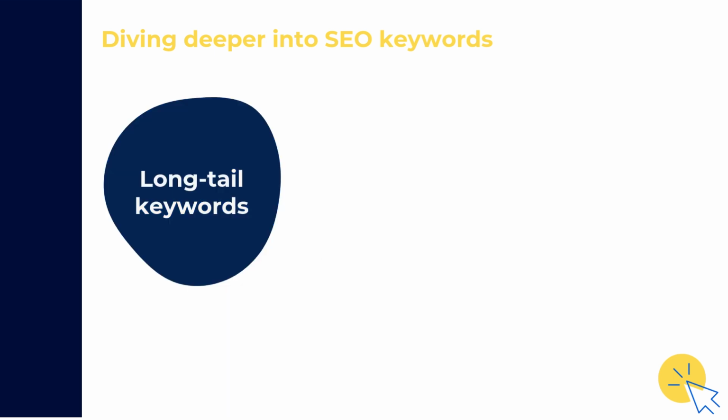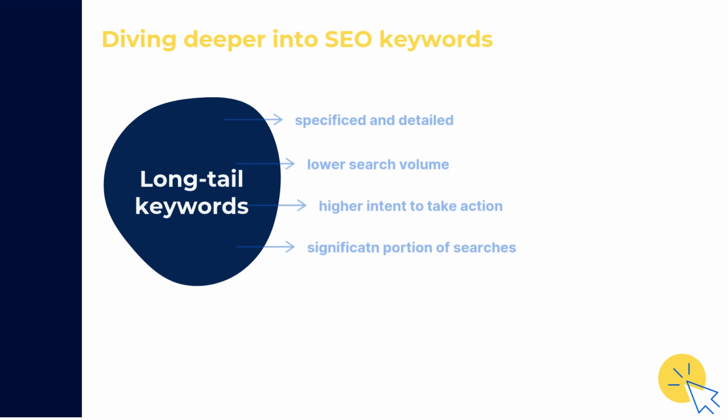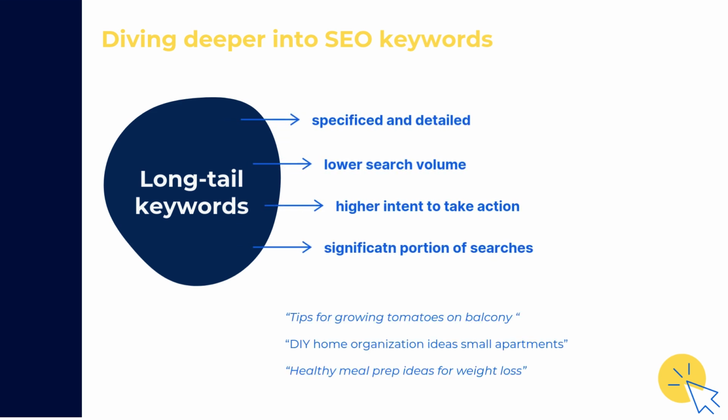Now, here's where things get interesting. Long-tail keywords. These are the hidden gems. They are much more specific, like healthy meal prep ideas for weight loss. Fewer people are searching for them, but those who do, they are serious. They are not just browsing, they are looking for something exact and often ready to take action.